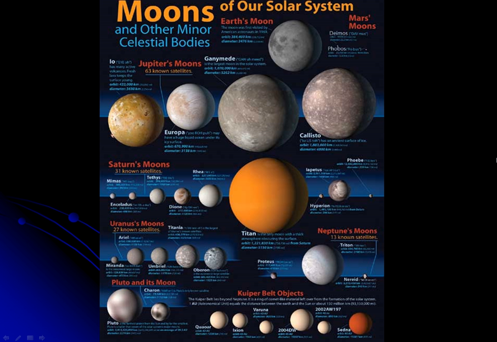Moons of our solar system, most are around the gas giants. Earth has a moon. Mercury and Venus do not. Mars has 2 moons, Phobos and Deimos. Jupiter has 63 known moons. Saturn has 31. Uranus 27. There are various objects in the Kuiper Belt that have moons. Pluto has a moon known as Charon. There are many, many moons in our solar system.